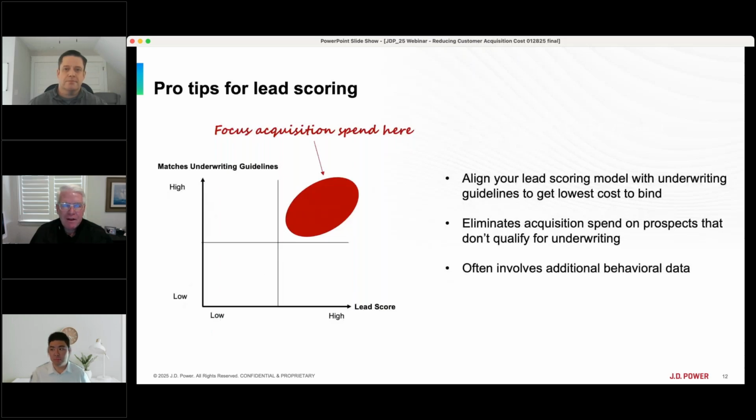Before we dive into how to activate a campaign or this strategy, I wanted to talk about a pro tip for lead scoring. If you're doing this already, how can you take it to the next level? Steve, we know from conversations with the insurance companies that it's not only important to identify the prospects who are more likely to switch, but even more helpful to know if they meet your underwriting guidelines, right? Because those two things together get you to the lowest cost to bind.